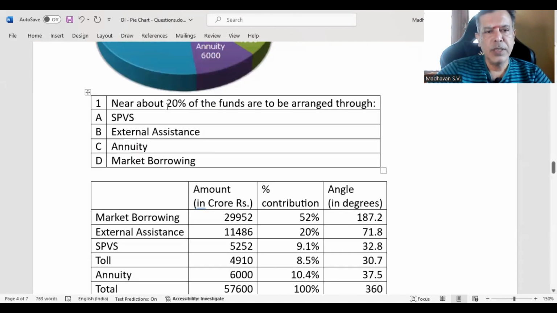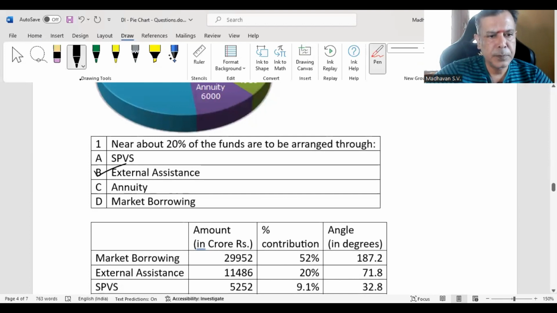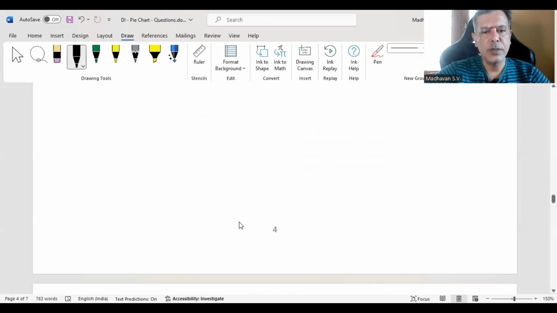Now, the question is: nearly about 20% of the funds are to be arranged through. We already got the percentage for each individual component. External assistance is contributing 20%, which means our answer is B. Let us move on to the next question. Second question.